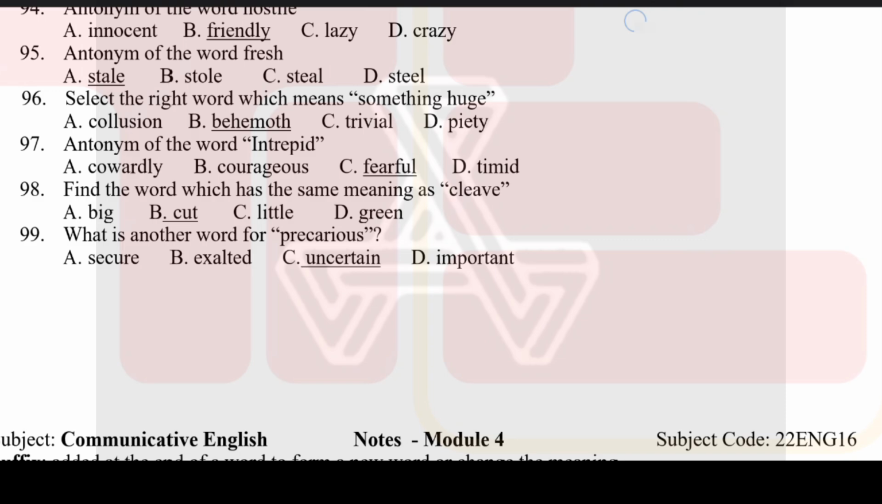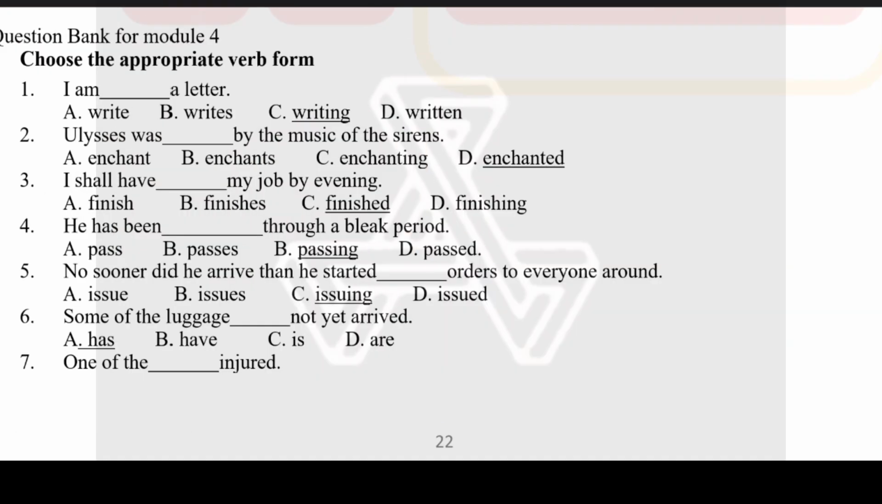Module 4. Choose the appropriate word form. I am writing a letter. Alice was enchanted by the music of the sirens. I shall have finished my job by evening. He has been passing through a bleak period. No sooner did he arrive than he started issuing orders to everyone around. Some of the luggage has not yet arrived.